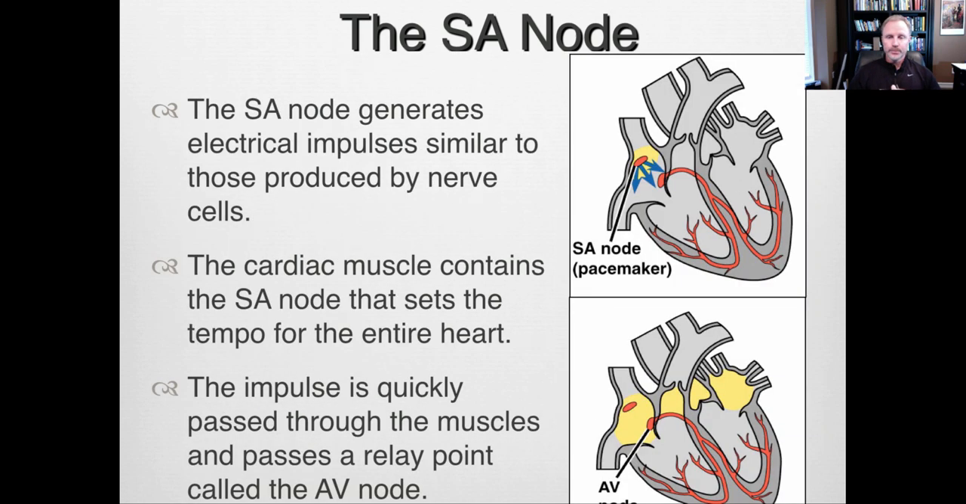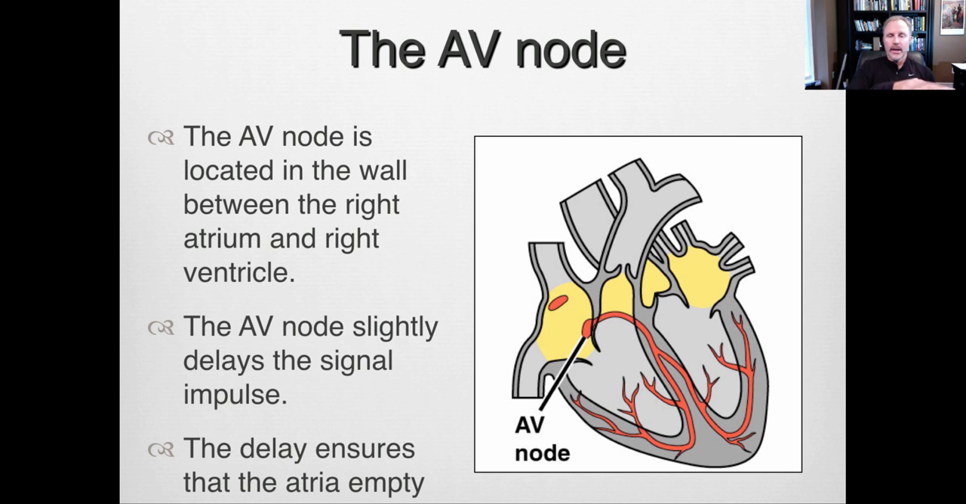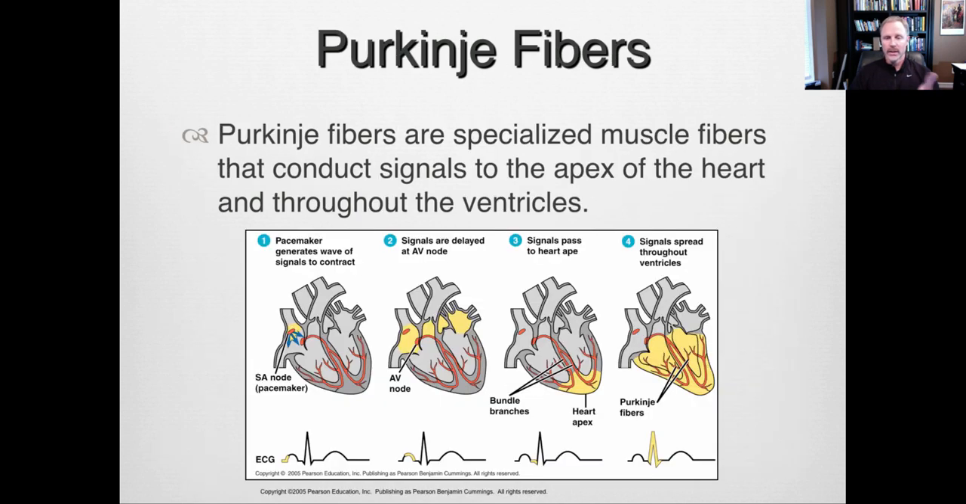Okay, so once the SA node generates this electrical impulse, the electrical activity is going to pass through the atria and cause them to contract, and then there's a slight delay as this signal is passed to the AV node. And then once it gets to the AV node, the nerve impulse is passed down through these Purkinje fibers that you can see. The delay ensures that the atria are going to empty before the ventricles actually contract. Okay, and you can see in this picture the Purkinje fibers in orange.